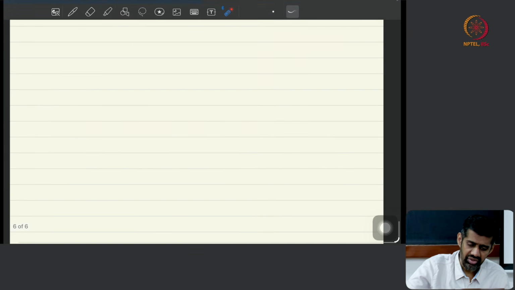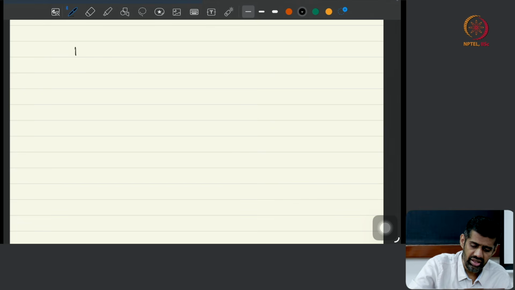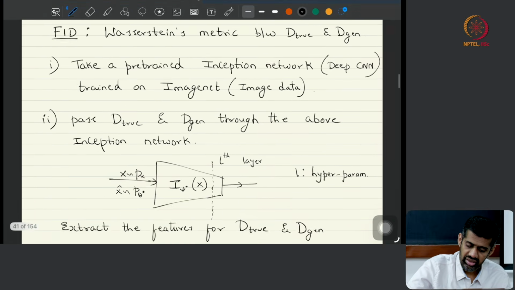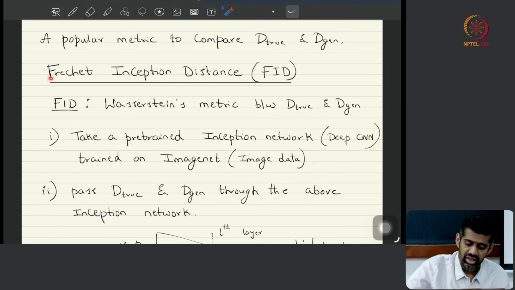There is a widely used metric which is called FID. This is called the Frechet inception distance. It stands for Frechet inception distance, FID, which is one of the standard measures that is used to calculate the goodness of the generated data. Okay, I will explain what this is, and then I will run through the writings.